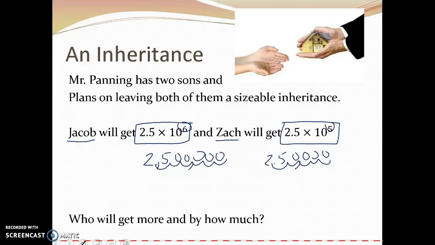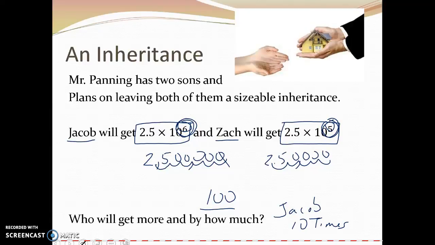Well, it's just like knocking off a 0. And when you knock off a 0, it's like dividing by 10. So who would get more? Jacob would get more, and it would be 10 times more. Every time this number goes up by 1, it's going to be that many times bigger. So if, let's say, Jacob got 2.5 times 10 to the 7th, it would be 10 times 10, or 100 times more than what Zach would get. This number makes a big difference on ordering those numbers.